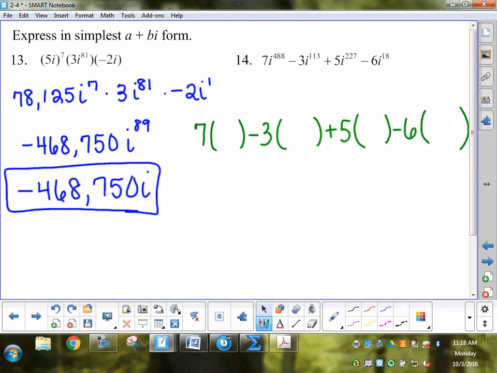So 488, that's going to be a 1, okay? What about 113? Comes out to be an i, okay? What about 227? Who in this row got 227? None of us? Negative i? And what about i to the 18th?